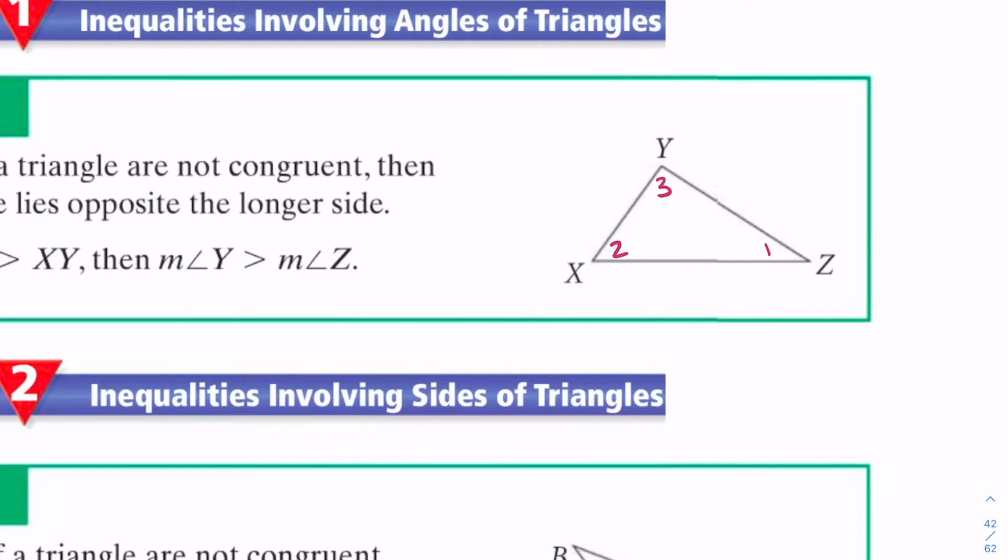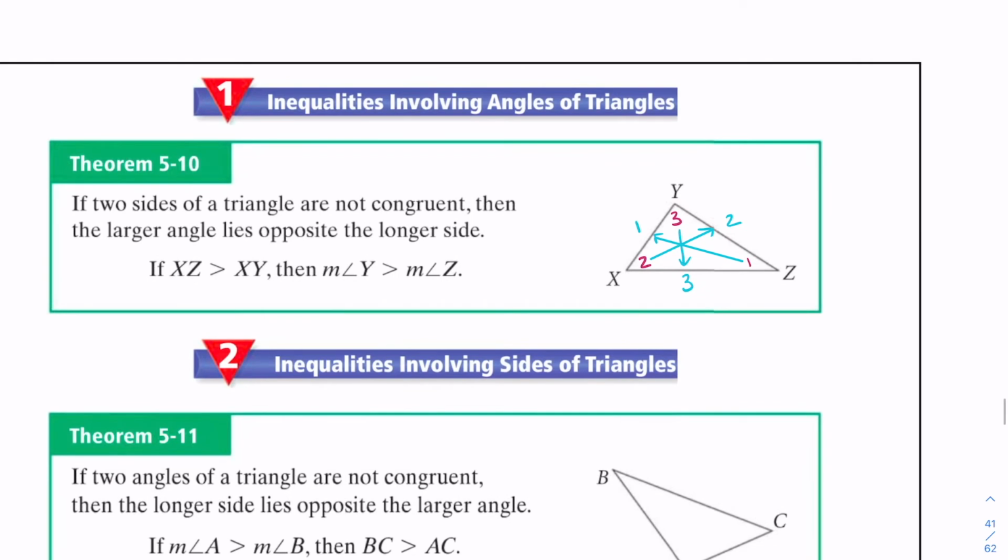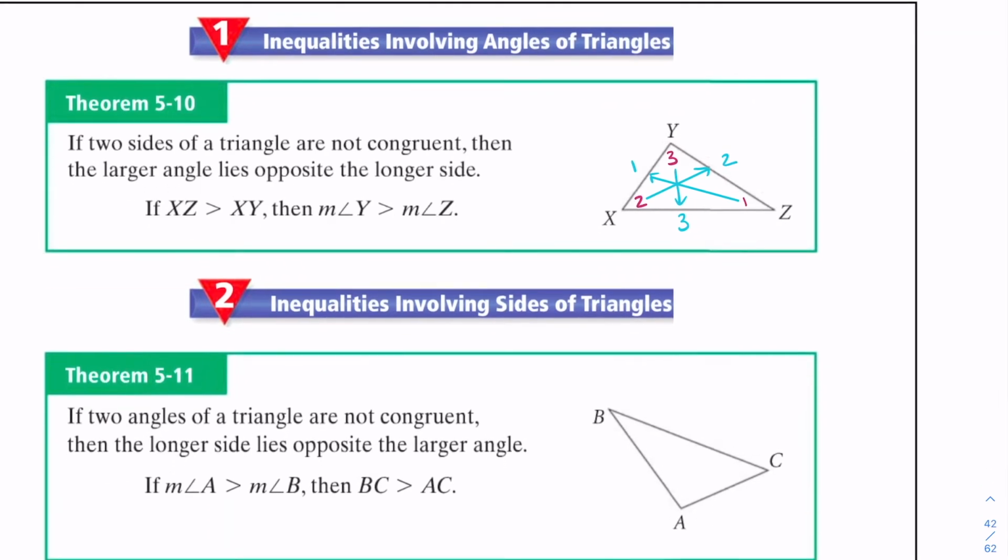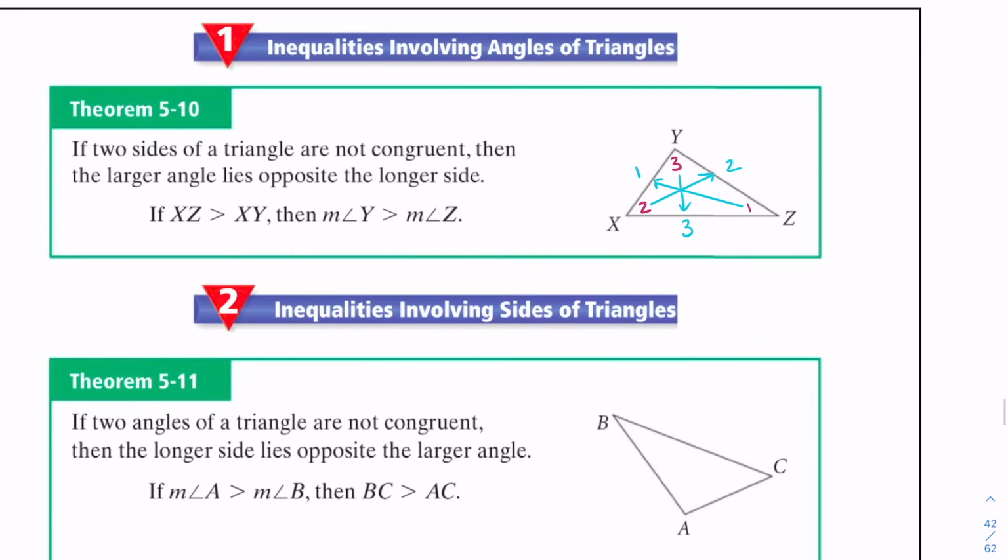Well, guess what you can say about the sides? Your biggest side is going to be opposite your biggest angle. Your smallest side is going to be opposite your smallest angle. And your medium side is going to be opposite your medium angle. So just like your sides go in order from smallest to greatest, your angles go in order from smallest to greatest, and they are opposite the sides. And vice versa. So this one said if the sides are greater, then the angles are greater.